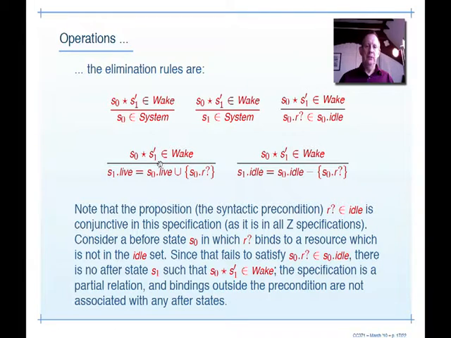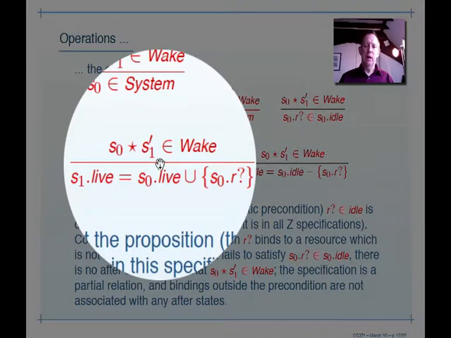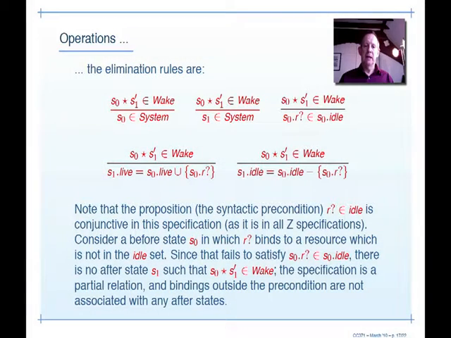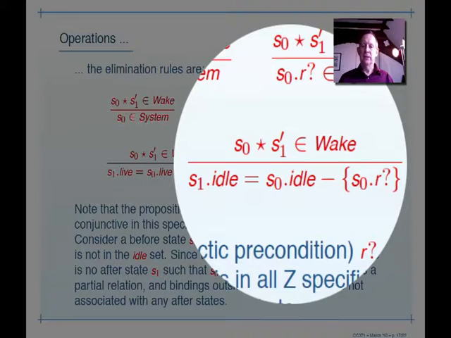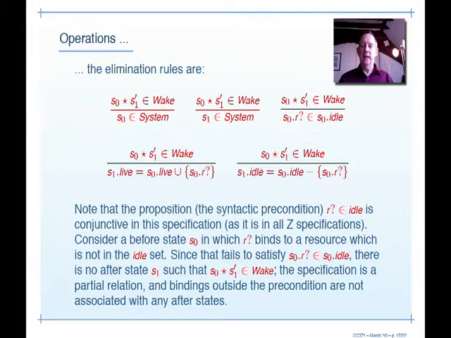The fourth elimination rule, if you have a state transition in wake, then the live set in the final state is the live set in the initial state with the resource added. And last but not least, if you have a state transition in wake, then the idle set in the final state is the idle set in the initial state with that resource removed. Now, there is a proposition in this particular operation, the syntactic precondition, which simply says that the resource has to be idle. Okay, now that's conjunctive in the specification.